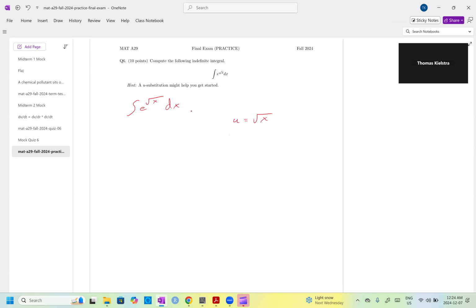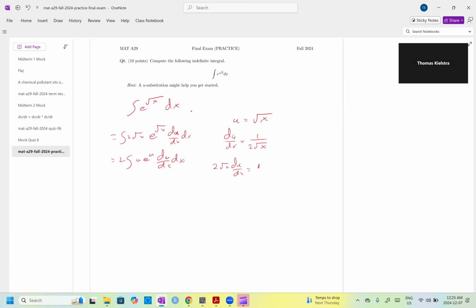Well, if u is root x, then du by dx equals 1 over 2 root x. So 2 root x du by dx equals 1. So this equals the integral of 2 root x e to the root x du by dx, which equals 2 times the integral of u e to the u du by dx.